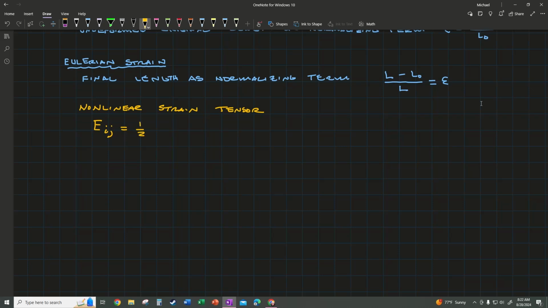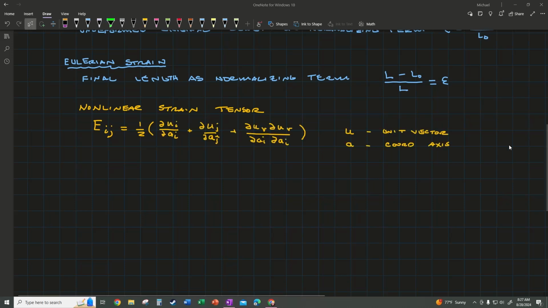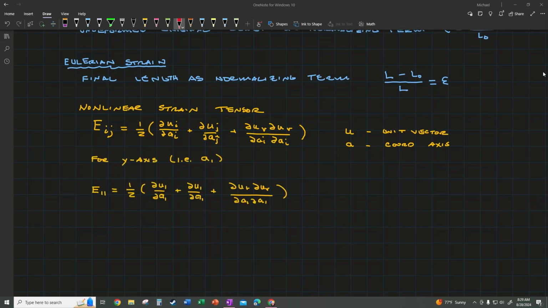This is using index notation, which is notation that Newton liked to follow. Our general nonlinear strain tensor looks something like this, specializing this for just the y-axis. That is when i equals, say, 1 and j equals 1. We're heading along the y-axis. Then we will reduce our tensor into this form.